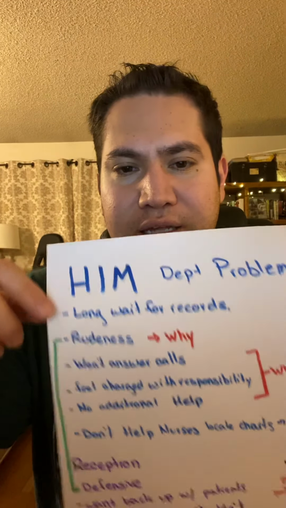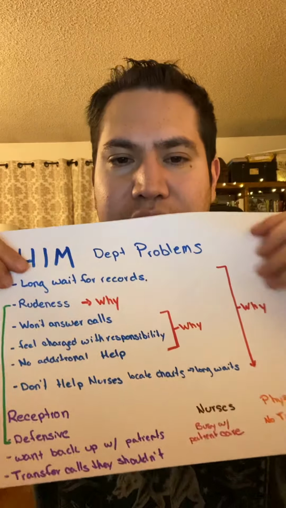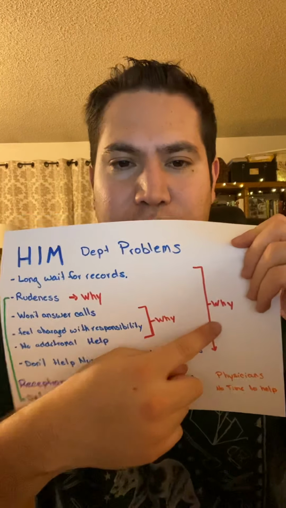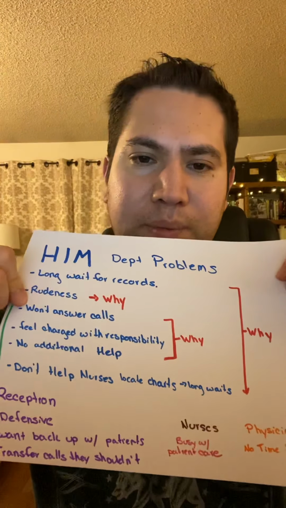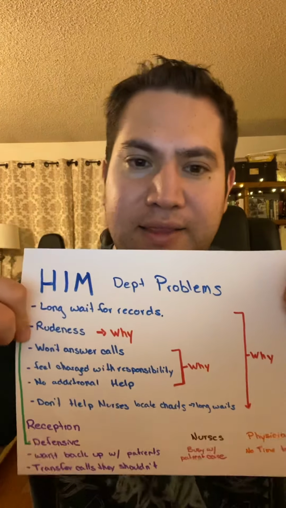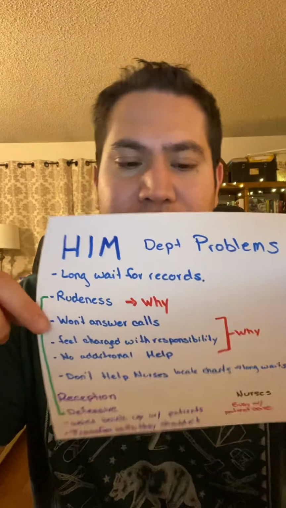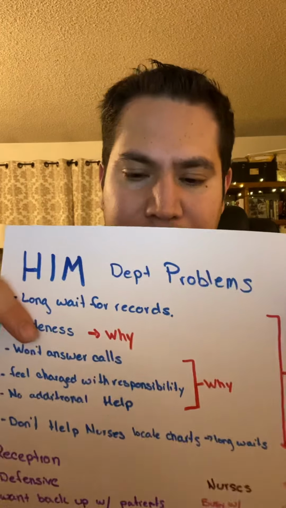So the first thing we did is, you see some things that are grouped up with some Ys, and I grouped them together because I think they are intertwined, and if we can solve one, we can probably solve both. So the first why is, why are things taking so long? Why do nurses have to wait so long? Why does it take so long to get records out?